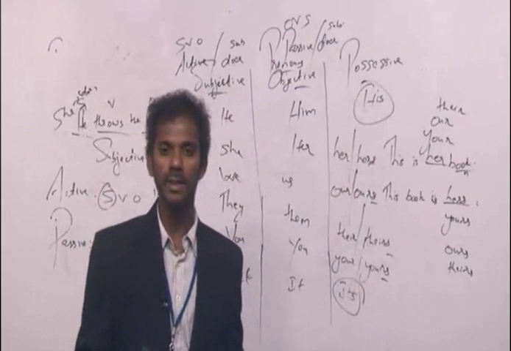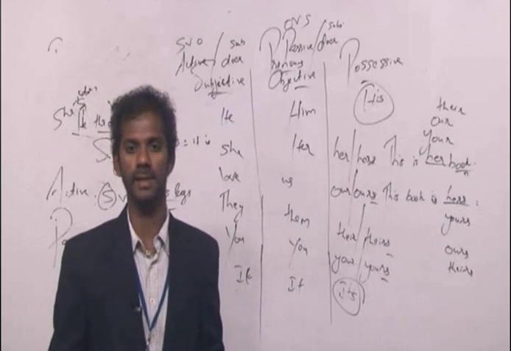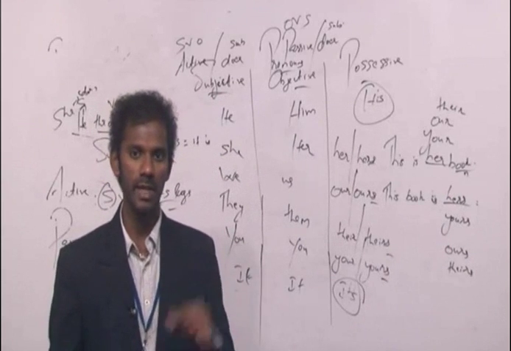Except his and its, because they remain the same. This is his book, this book is his. These are its legs, these legs are its. So they remain the same. So exceptions are there for his and its.